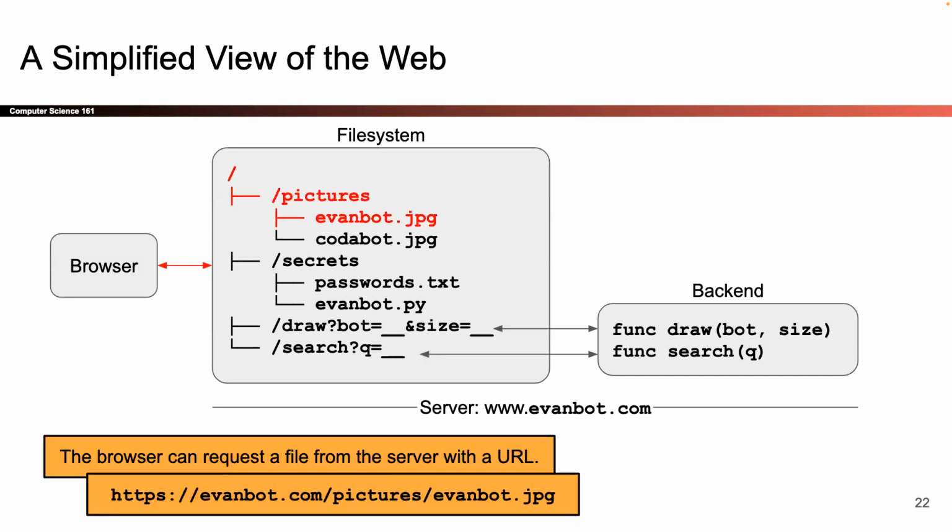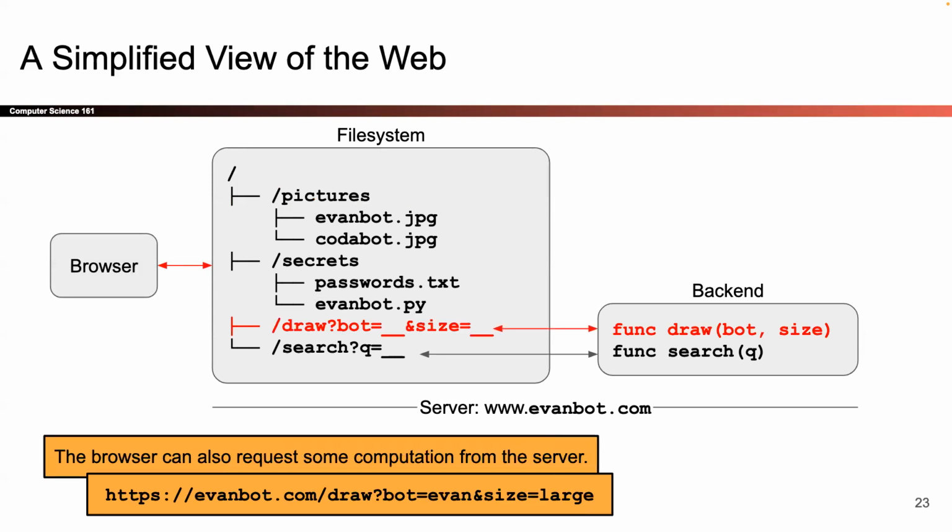So if they come and ask me, please give me pictures/evanbot.jpg, I'd go to my file system and fetch the file and give it back to them. If they ask me for the draw function, I would go call the draw function and the user can supply arguments using the name equals value thing. So bot equals Evan, size equals large. So that's one possible way to think about it. But again, just to make it really clear, not all web servers have to do this, but it's a nice simplified picture so that we can start thinking about attacks on web servers. Okay.